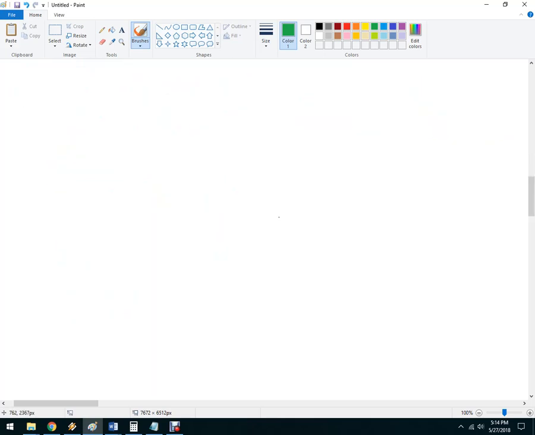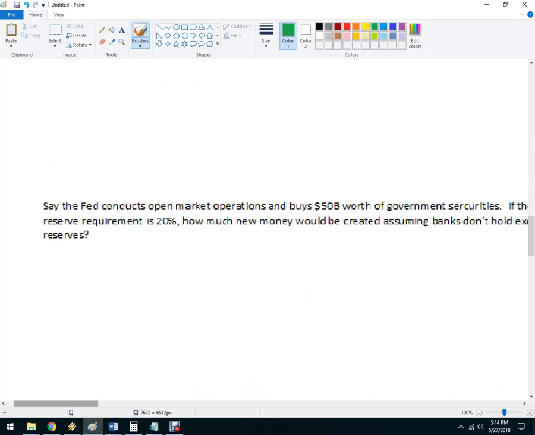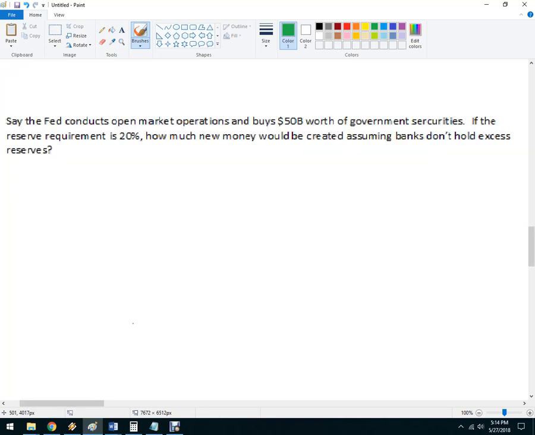Okay, now let's do one more. Do this one real quick. So now they're conducting open market operations, meaning buying or selling bonds. They're buying 50 billion, so the money supply is going up. The question is, how much? And the reserve requirement is 20% now.